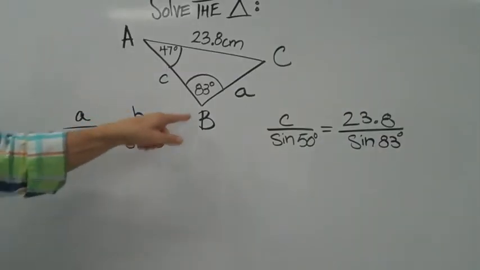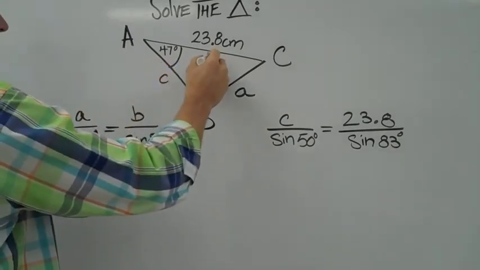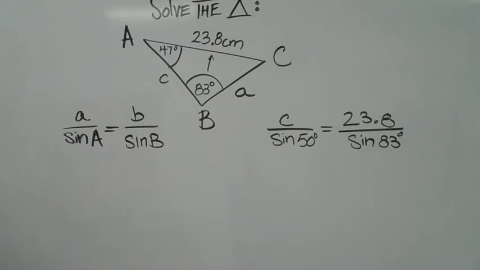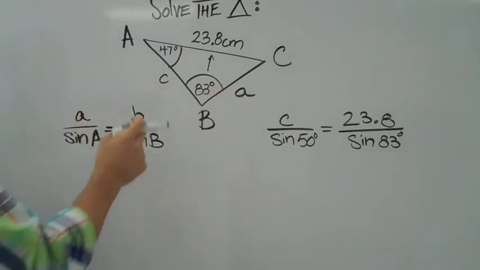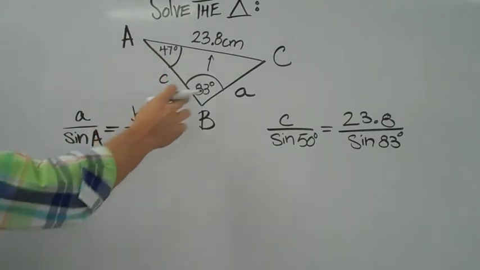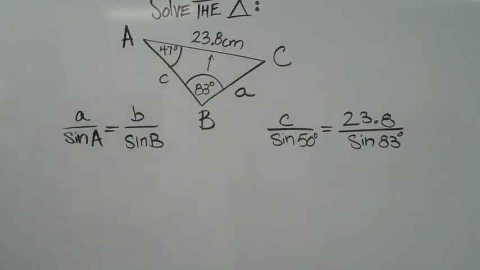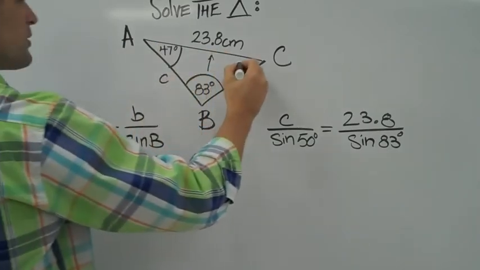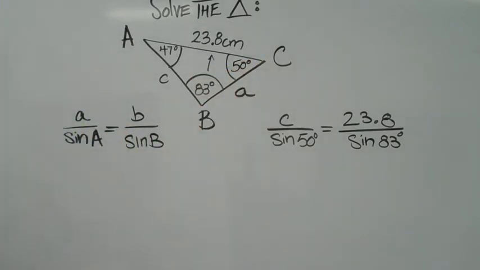Let's use the law of sines to solve this triangle. I'm given triangle ABC where angle B is 83 degrees, and across from angle B I have side b, 23.8 centimeters. I don't know side a, I don't know side c, I know angle A is 47 degrees. Well, I know that 83 plus 47 plus angle C must equal 180. So these must add up to 180, so angle C must be 50 degrees there. And now I'm ready to substitute.